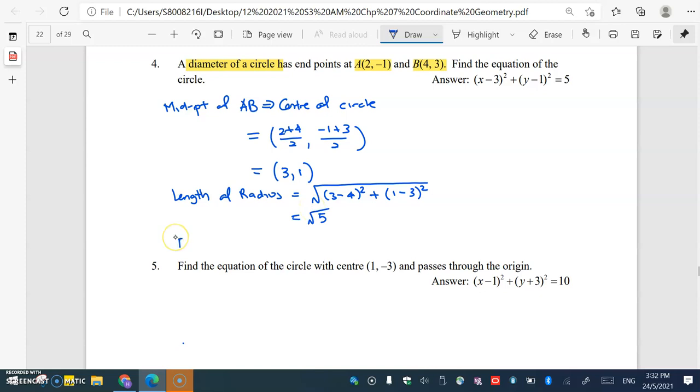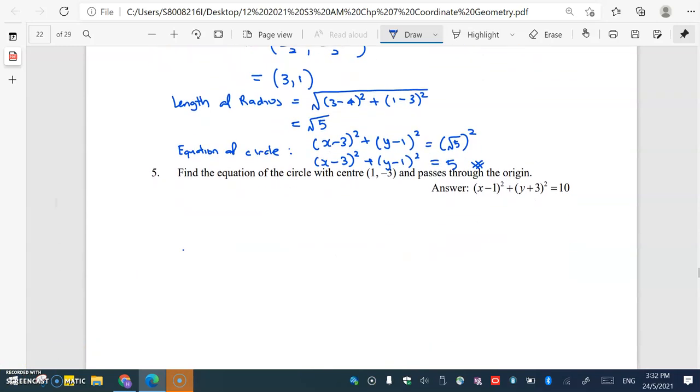So I know the equation of the circle can be written as (x minus 3) squared plus (y minus 1) squared equals the radius squared, which is essentially (x minus 3) squared plus (y minus 1) squared equals 5. Not tough, yeah? It is recognizing that keyword there, diameter, and what it means. Let's move on to the next question.